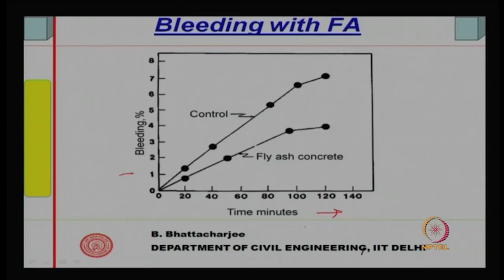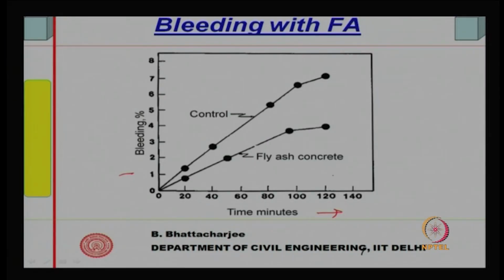Now, you can see in this diagram bleeding percentage as a function of time. Bleeding percentage is the volume of water that would have come, or subsidence. You can talk in terms of subsidence of the concrete, that is, the original height, the new height, or reduction in height divided by the original height, that is what we call subsidence. We can measure it in that manner.